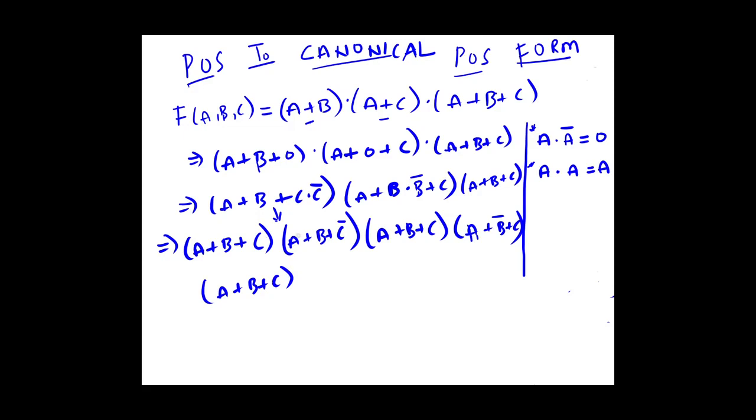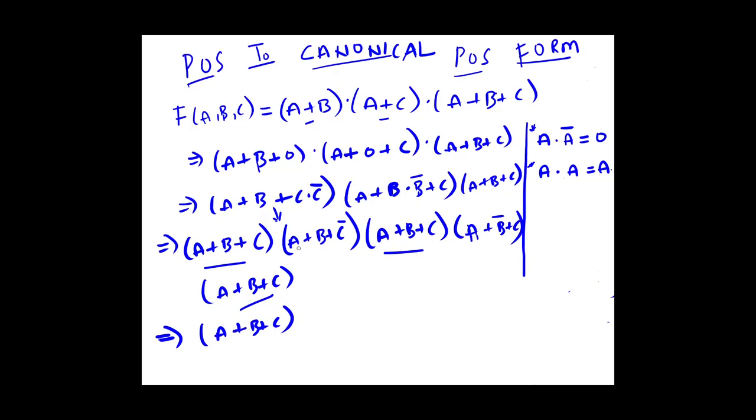Just check if any terms are repeated. A plus B plus C: is there A plus B plus C anywhere else? Yes, it is there here, and again here, so you have it at 3 places. You already know that A into A is equal to A. So (A plus B plus C) into (A plus B plus C) is equal to A plus B plus C, and again multiplying with this A plus B plus C you get only A plus B plus C. So indirectly, what I am doing is, if the same terms are repeated more than once, you ignore all of them and write only once.